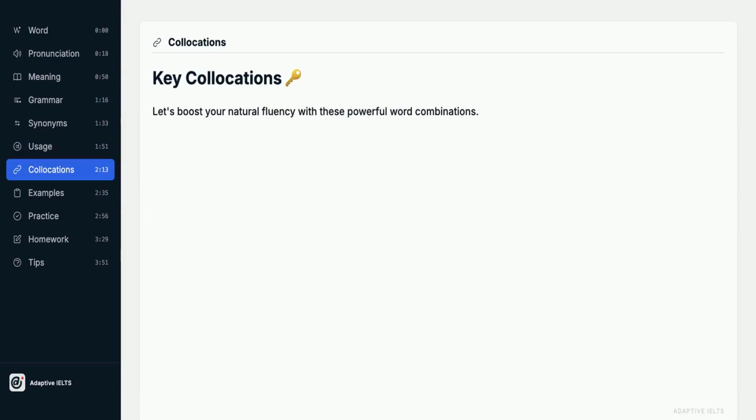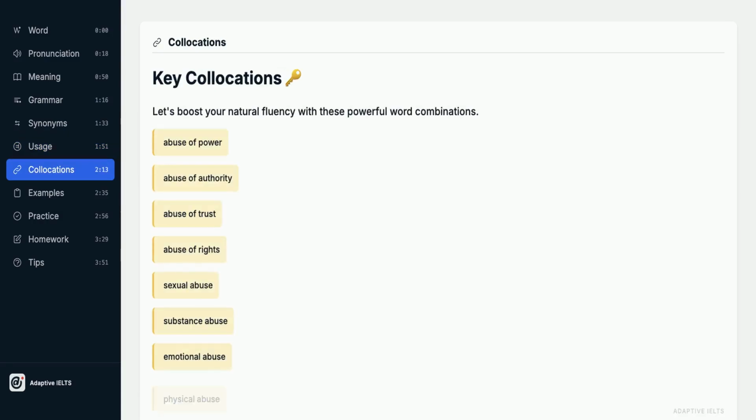Let's boost your natural fluency with these powerful word combinations. Common collocations include abuse of power, abuse of authority, abuse of trust, abuse of rights, sexual abuse, substance abuse, emotional abuse, physical abuse, systematic abuse, widespread abuse.